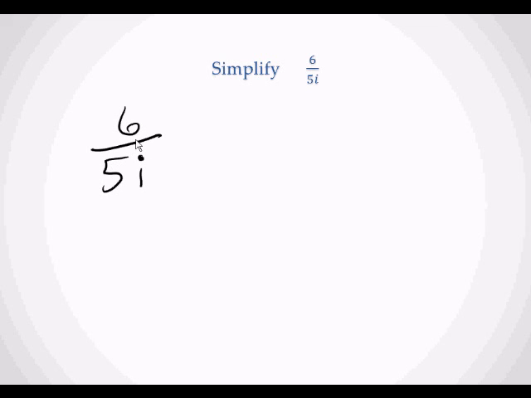Simplify 6 over 5i. So this is 6 over 5i. Remember the rule about i's. If you watched the videos this whole time, you cannot have i on the bottom of a fraction. And what did I do to get rid of i on the bottom of a fraction? I multiplied it by i. And whatever you do to the bottom, you do to the top. It's like multiplying it by 1.